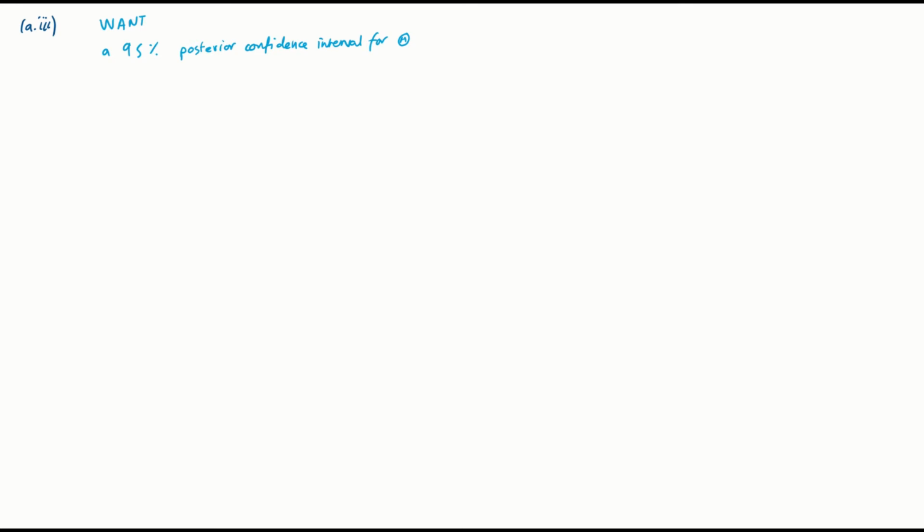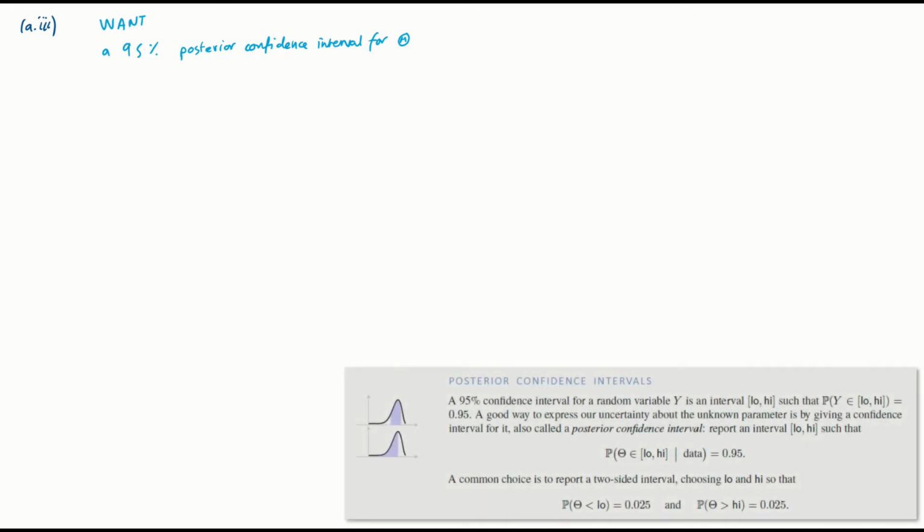Next, part 3. Calculate a 95% posterior confidence interval for theta. You should remember the relevant section from lecture notes here. This is the lecture note snippet about posterior confidence intervals. A posterior confidence interval is an interval such that the probability that the random variable lies in it is 95%.